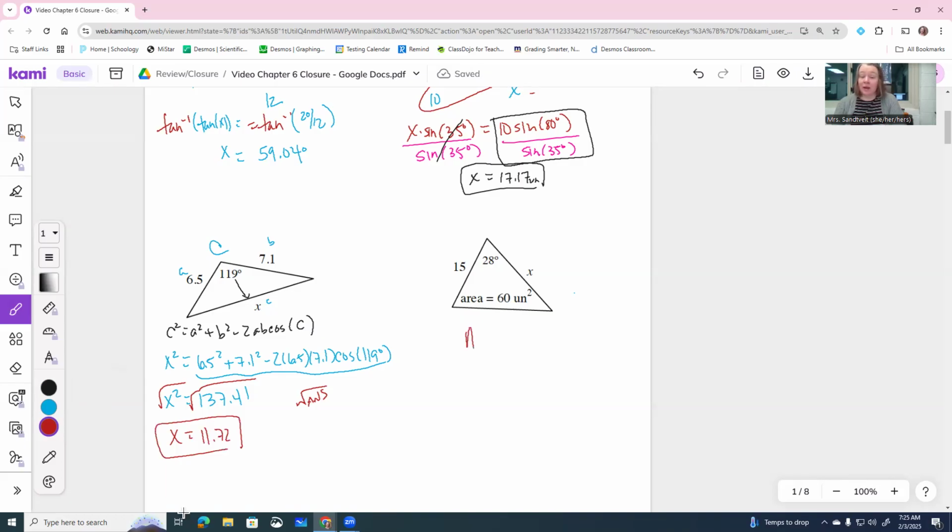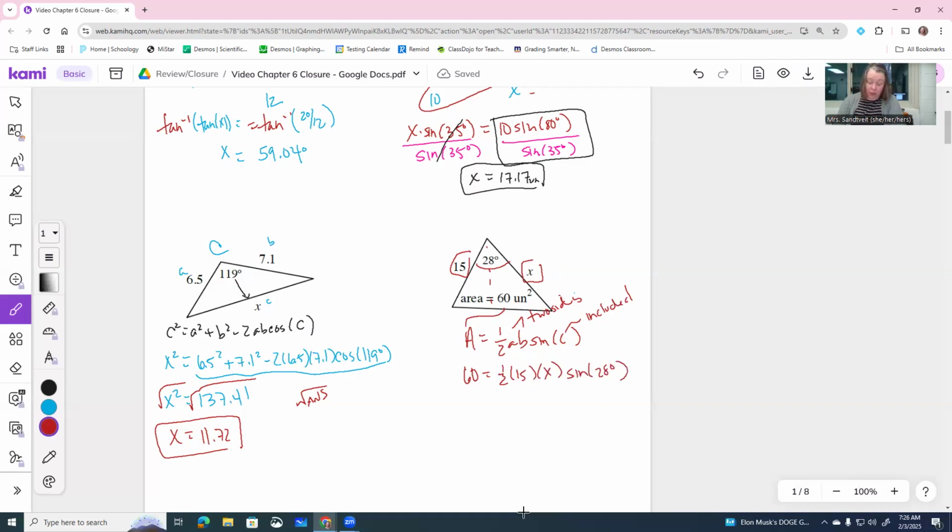All right, this one I'm given the area and asked for a missing side. So we had an area formula for when I don't know the height. That formula was half of the product of any two sides of the triangle times the sine of the angle included between those two sides. So the angle I have is 28, and it's included between the 15 and the x. And I know the area. So I can put 60 in for the area, and then I can put 15 and x in for my A and B times the sine of 28.